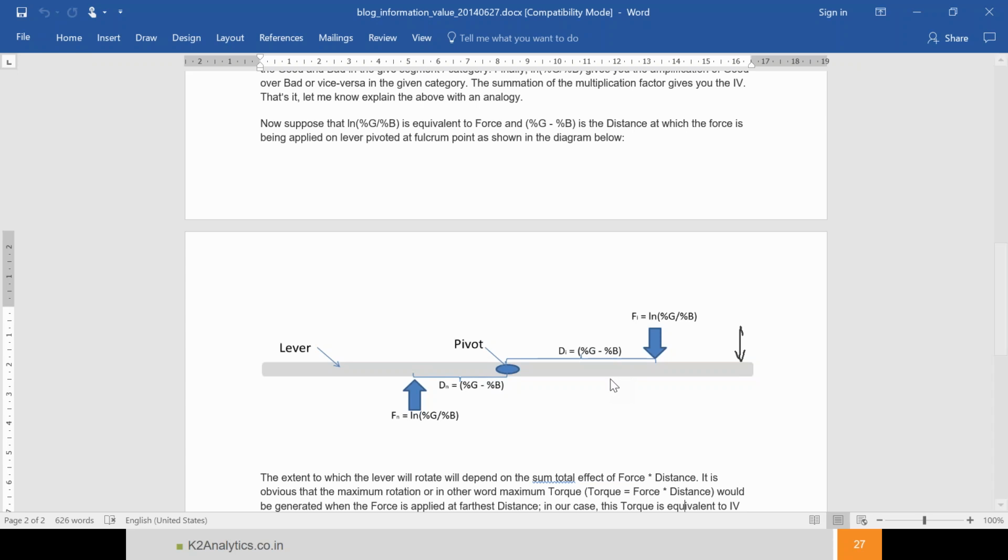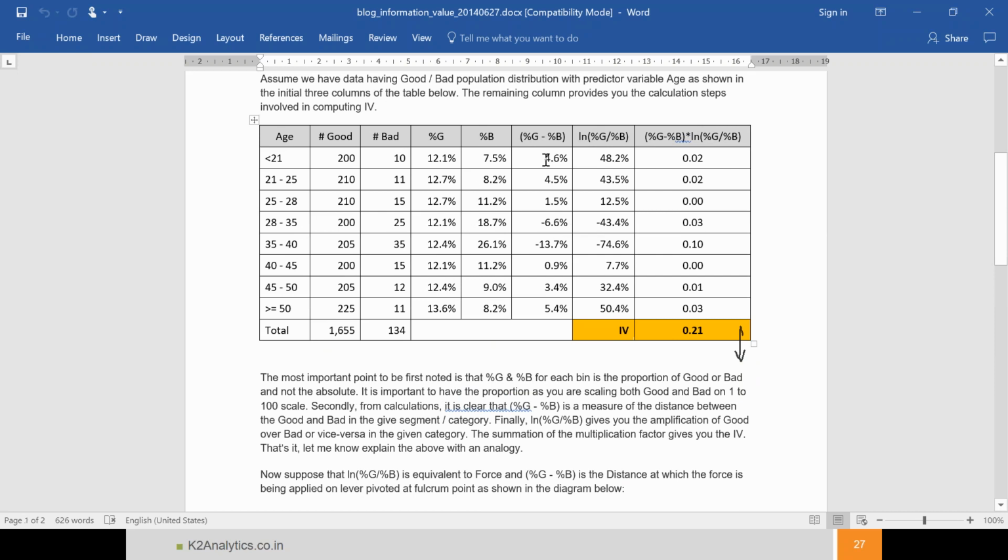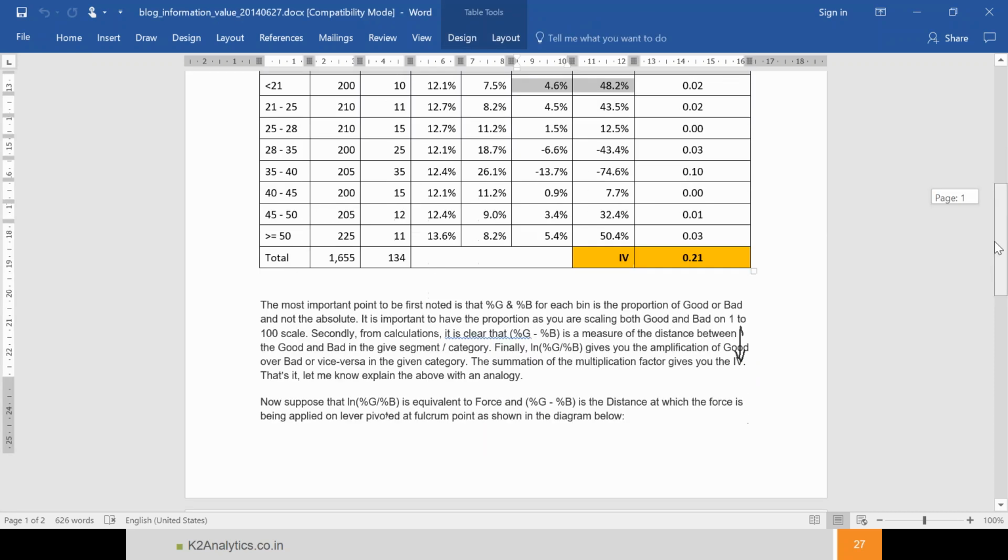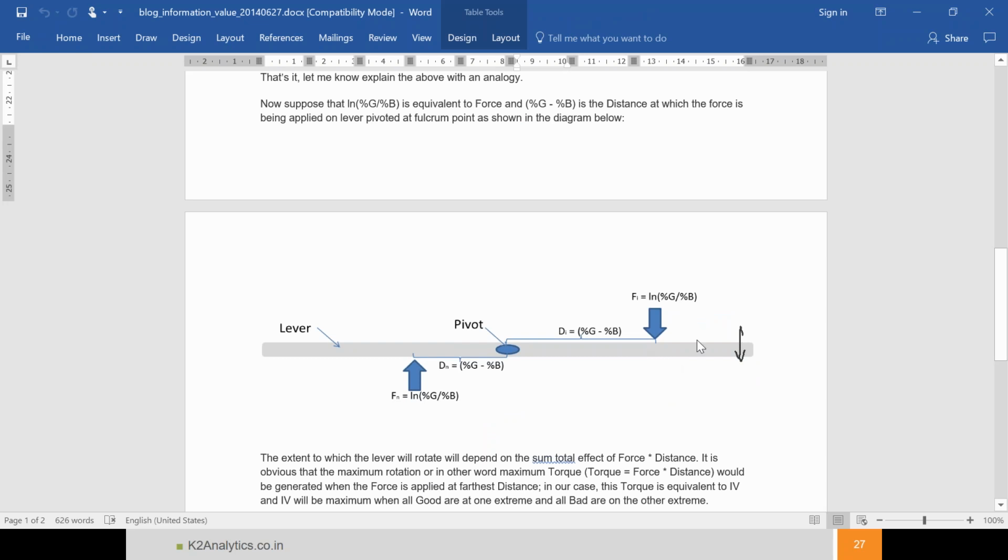And can I say that log, basically I'm saying how much of goods are concentrated in a given bucket as a ratio of bad, is amplification, or a force? If I assume that is a distance and that is a force, the first component, 4.6 and 48.2, will come here. The second component may come here, the third, fourth and fifth may come here. Something like this.